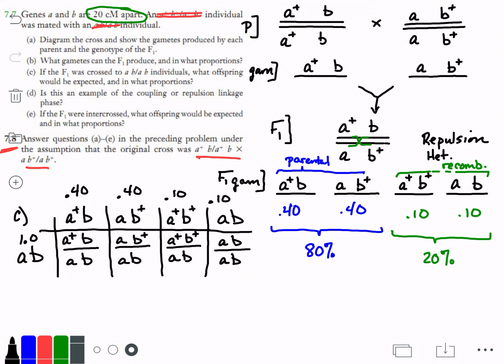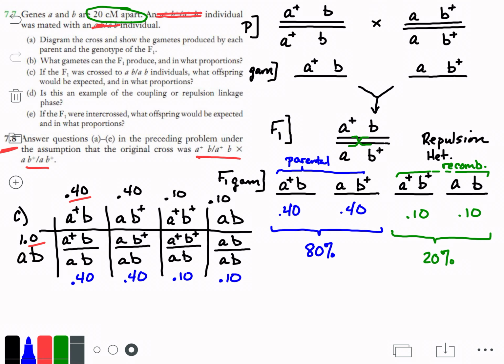If this were normal, unlinked, or independently assorting genetics, I'd say 25% each of these 4 things. In this case, what I'll do is I'll multiply my percentages together to get the percentage of each category. So 0.4 times 1, 40% of the offspring should look like this, and 40% of the offspring should look like that. 10% of the offspring should look like each one of these. Now, in some problems, we might know what gene A and gene B do, so we might have descriptors. In this case, we just know it's A plus, B plus, or whatever it might end up to be.